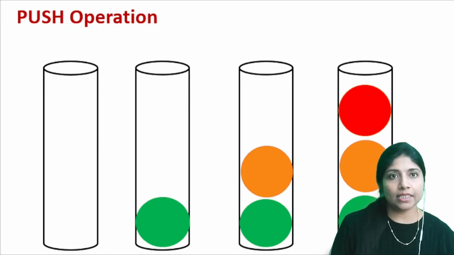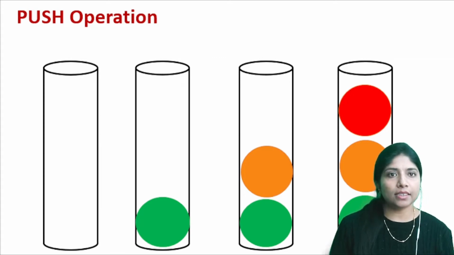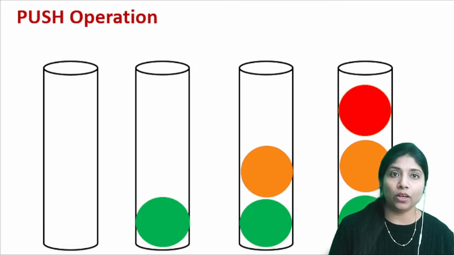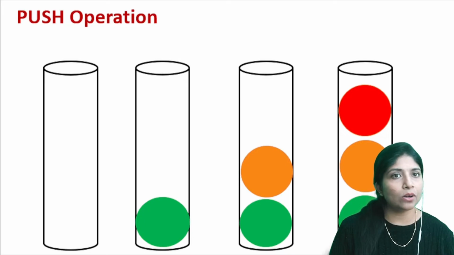Then we inserted two more balls into the stack. Now the container or the stack is full. When the stack is full, this condition is called stack overflow. No more item can be inserted into the stack. So this condition is called stack overflow.